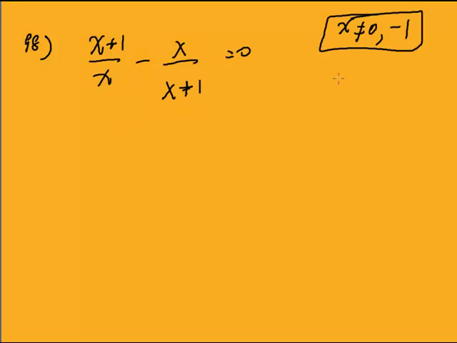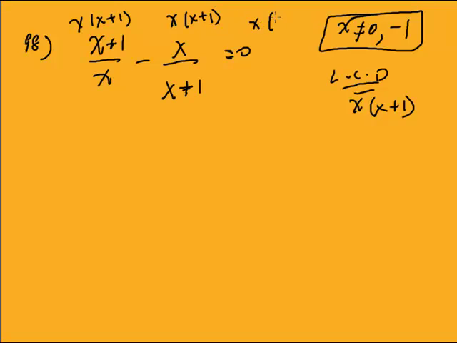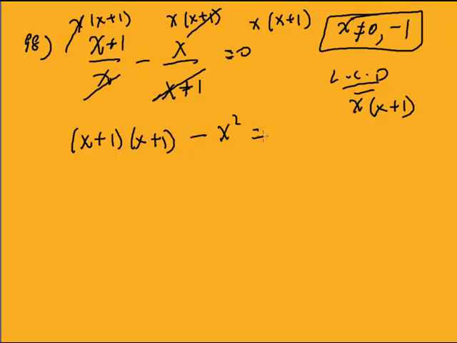The next thing I want to do is find the lowest common denominator, which is x times x plus 1. I need that to get rid of my fractions, so I'm going to multiply every term by that. So x times x plus 1, and then here x times x plus 1, and here's x. Here I'm going to multiply by x times x plus 1. The x's cancel out. What I have here is x plus 1 times x plus 1, minus, the x plus 1's cancel out, I get x times x, which is x squared. And of course I'm still going to get a 0 on the other side.